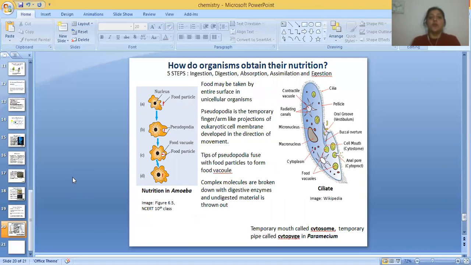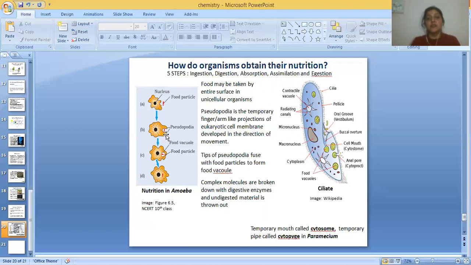So how do organisms obtain their nutrition? Like in the case of unicellular organisms, food can be directly taken from the entire surface. So here you can see the process of phagocytosis. Here the food particle is available to the amoeba. This is nutrition in amoeba. They will grow pseudopodia. This is a temporary arm-like or finger-like projection, which engulfs the food.